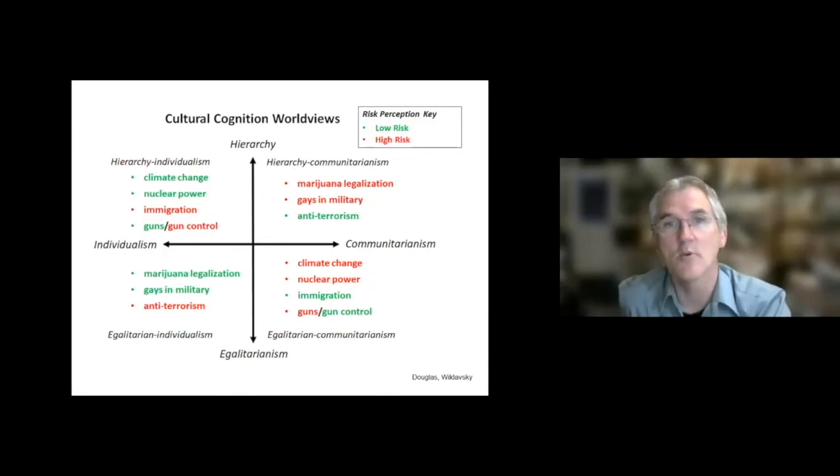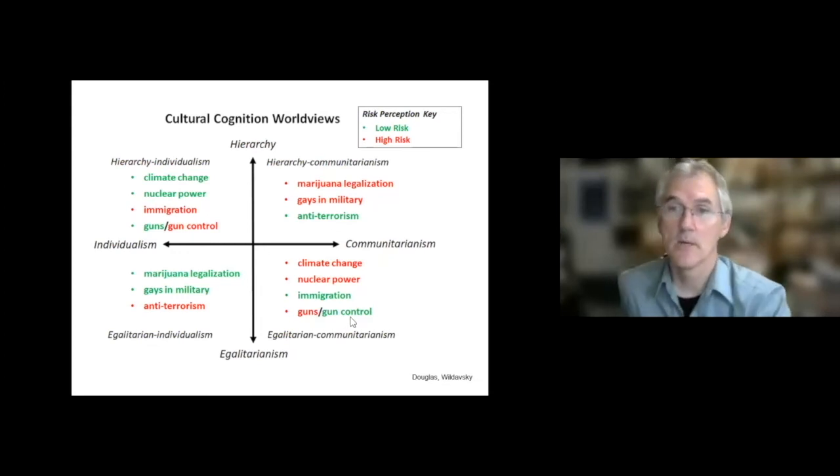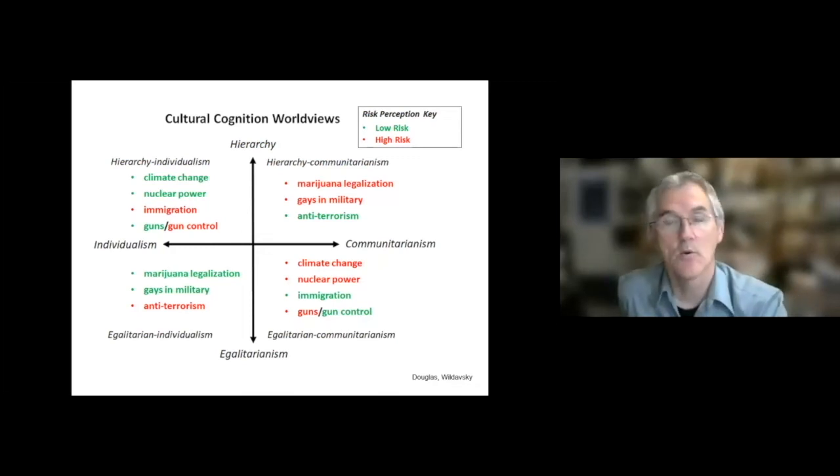So hierarchical communitarians will say legalizing marijuana is very bad, gays in the military is bad, but yes, we need to be stronger on anti-terrorism. However, if you're a strong individualist egalitarian, you'll say legalizing marijuana is fine, gays in the military is good, and more money on anti-terrorism is a bad thing. If you're a hierarchical individualist, on climate change, we should pay more attention. Nuclear power is good, immigration's bad, guns are good, gun control bad. But if you're a communitarian egalitarian, you say climate change is a big problem, nuclear power is a problem, immigration is good, guns are bad, and gun control is good. So again, where you view the world from will change the way your attitudes and beliefs are shaped.